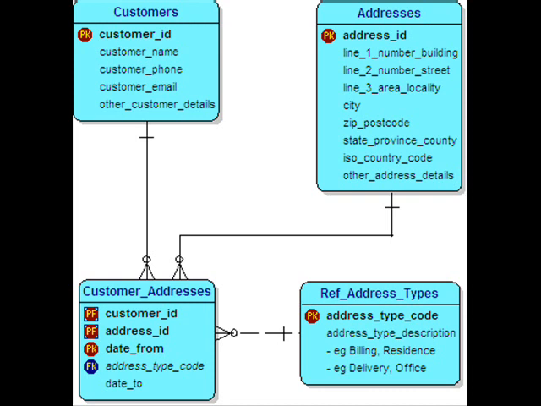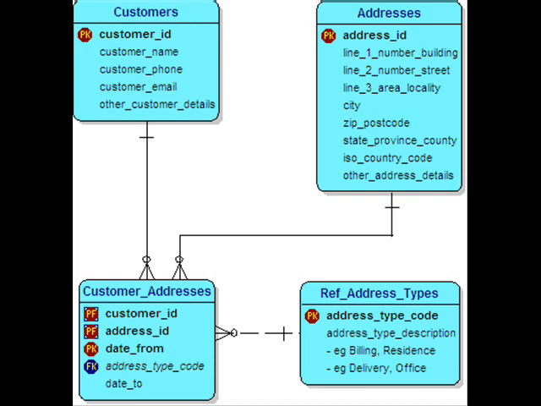This has many benefits. For example, it allows us to validate the address against files of recognized and valid addresses. This has become a standard approach, and there are many commercial products available to help us in this validation. In addition, maintaining a separate addresses table helps us in keeping track of changes in customer addresses.